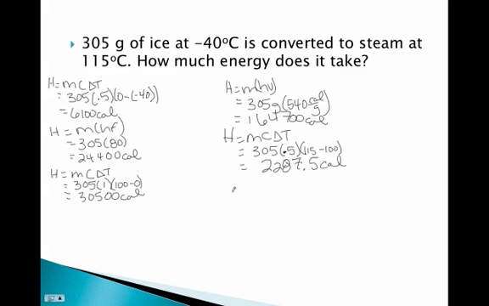Next, to get my total answer, I am going to take all 5 of my numbers here and add them all up, and that will give me the total energy. And when you do that, you get, that's a lot of energy.